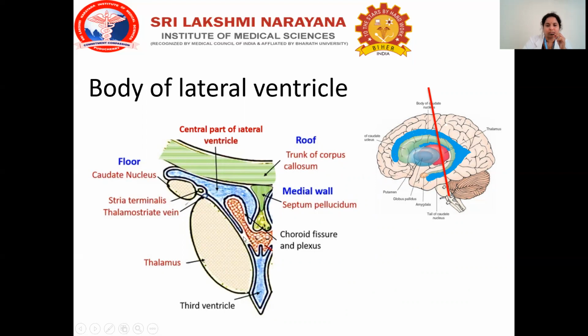There is a small fissure called the choroid fissure present between the thalamus and the body of the fornix. Through the choroid fissure, the choroid plexus extends into the lateral ventricle body. So this choroid plexus is an important structure. It secretes the CSF.